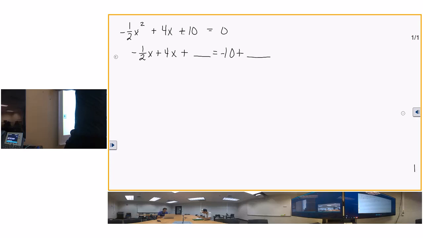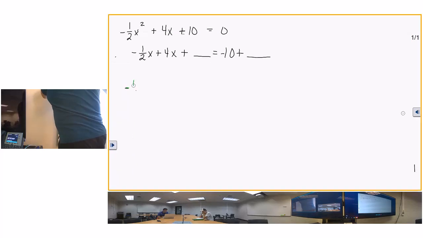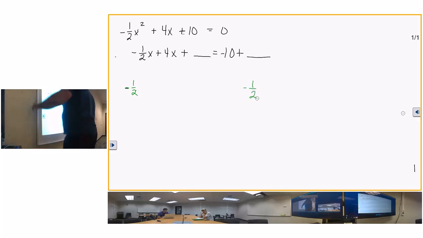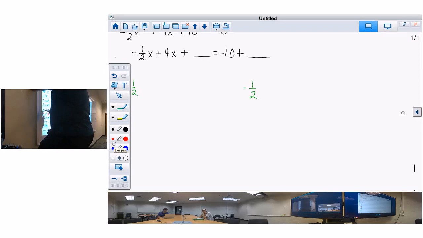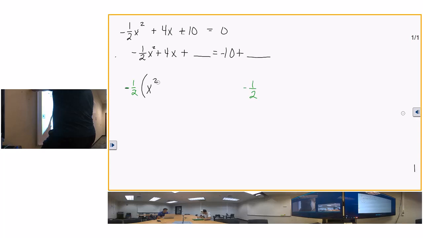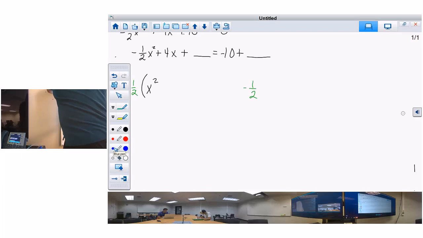So I've got to factor out a negative 1/2. That means I've got to divide negative 1/2 by negative 1/2, and I've got to divide 4 by negative 1/2. So I'll factor out a negative 1/2. Let's do that in negative 1/2 is over there. Now I'm going to go over here and divide 4 by 1/2. I'm going to do it in blue.